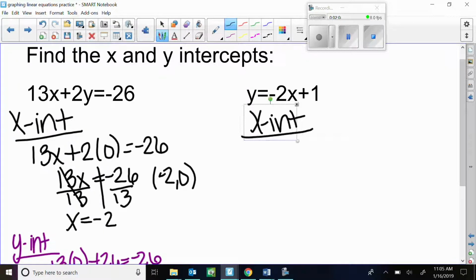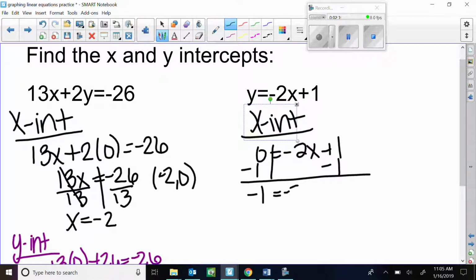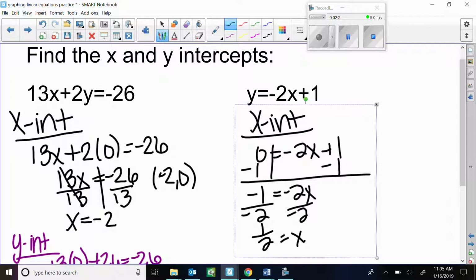So I'm going to plug 0 in for y. 0 equals negative 2x plus 1. I'm solving for x. So I have to subtract 1 from both sides. So I have negative 1 equals negative 2x. Divide both sides by negative 2. 1/2 equals x. So of course I'd write that as (1/2, 0).